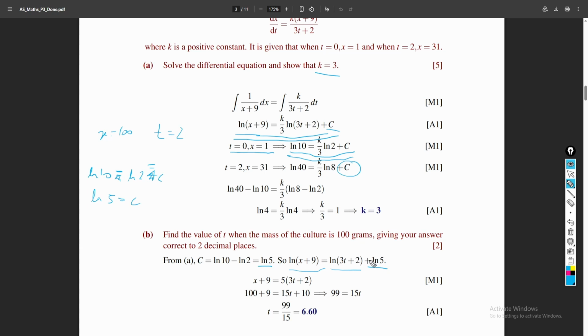We can combine these two ln terms. This is addition. We can multiply 5 with 3t plus 2. This is what we did, and since both of them have ln, they took out the ln. So we have x plus 9 and 5t plus 2. Then since we already know x is 100, they replace the x with 100. So we have 100 plus 9, which is 109, equals to 5 to the 15 plus 10. And then they simply solve this equation and got the value of t.